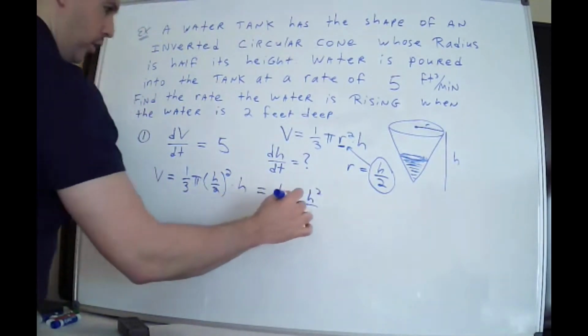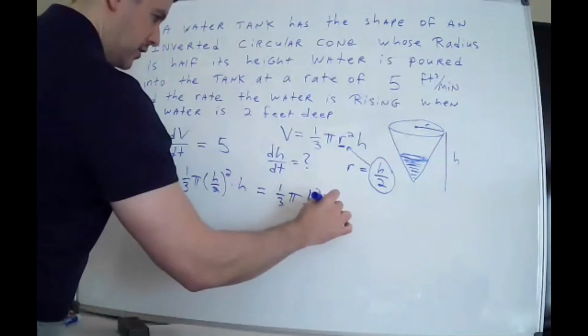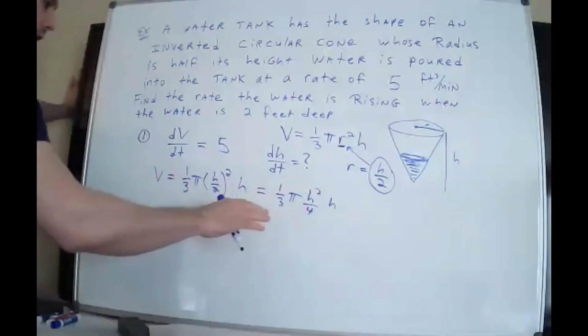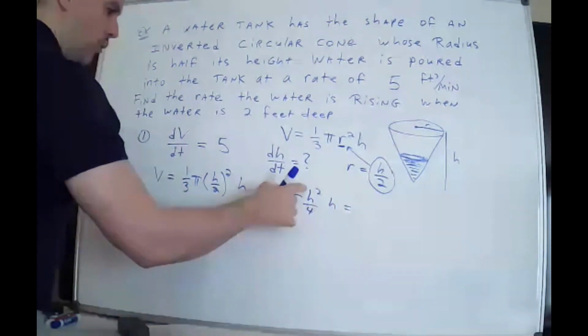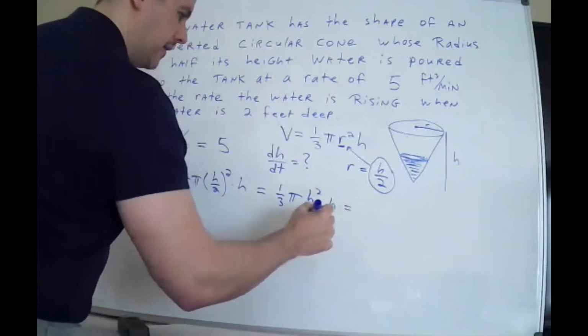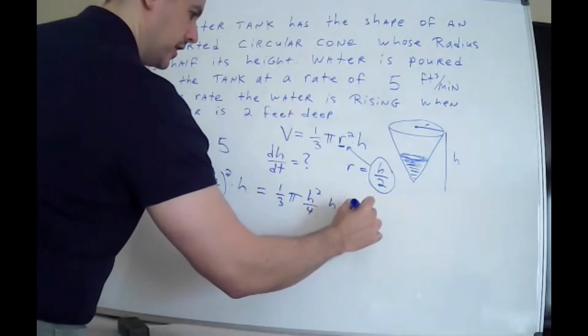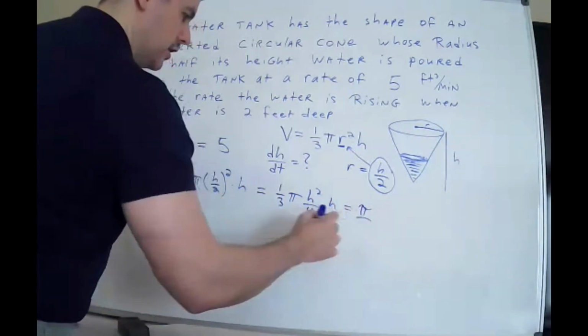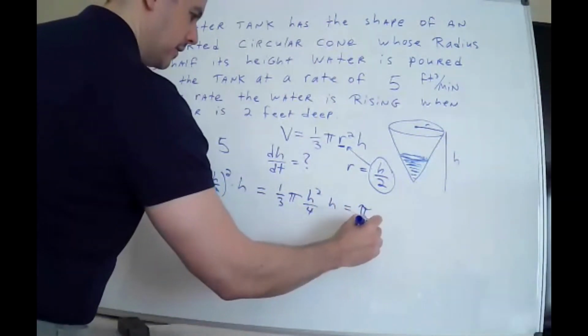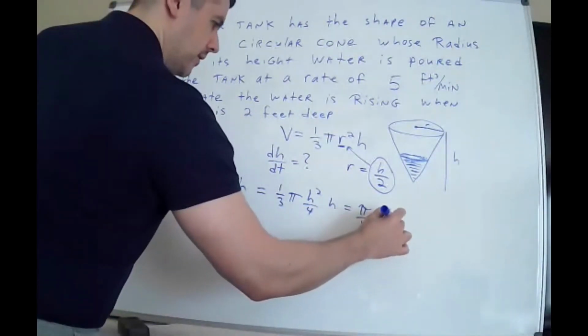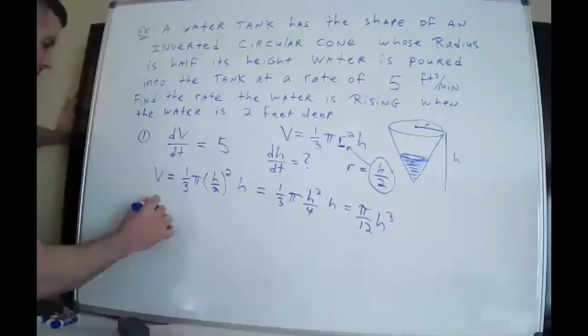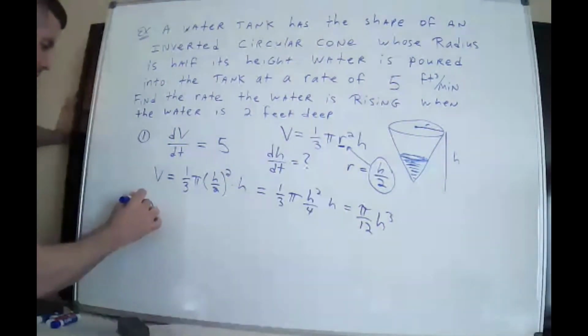And 2 times 2 is 4 times h. Now, I'm going to clean it up a little bit before I do the derivative. I have 1/3 and 1/4. That's a 12th, right? And then I have the pi. So you keep the pi. You may as well put the 12 on the bottom of it. And then you have h2 and h1, which is h3. So that's the formula that I'm going to take the derivative of.